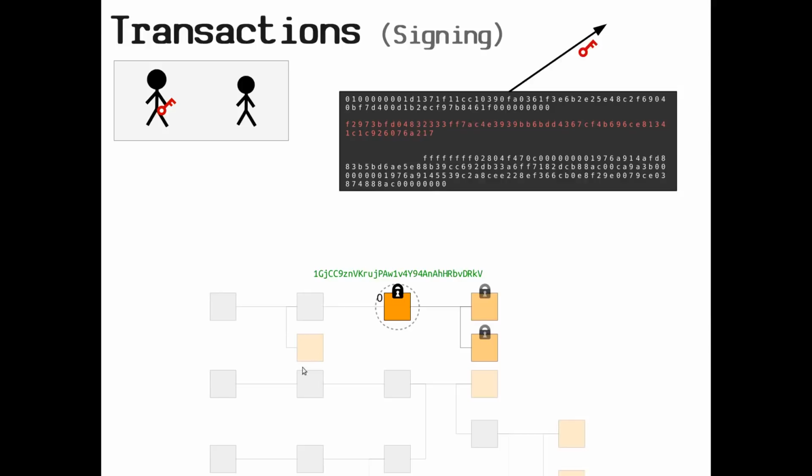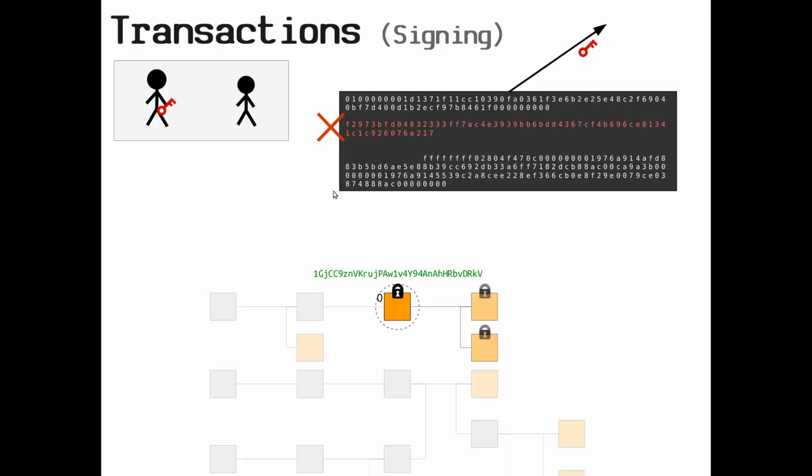Right. So if you had any other outputs that were locked to this address, they can use the private key to unlock them and spend them. Or they could just not relay this transaction. They could just take your private key and create a new transaction and send it to their own addresses.